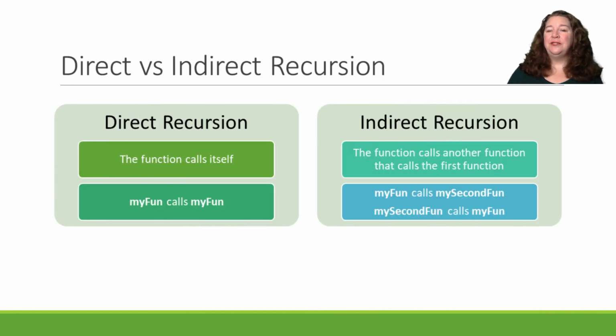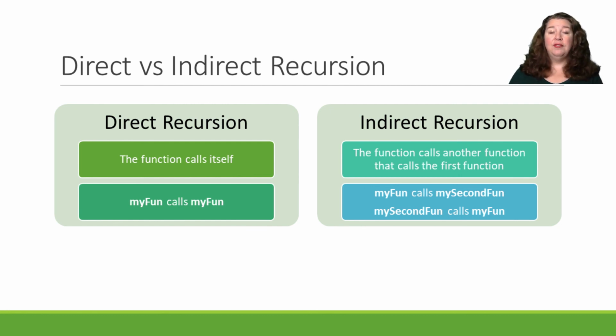There are 2 different types of recursion. Most recursion you do is going to be direct recursion, which is where the function calls itself. My function calls my function inside of it. So each of the functions calls themselves individually. And that's direct recursion. You are directly calling yourself.